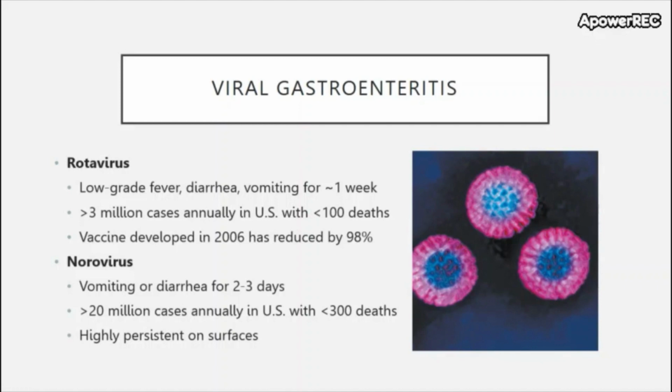The next one is norovirus, which can lead to vomiting or diarrhea for 2 to 3 days. It affects over 20 million annually in the US with less than 300 deaths, and it's highly persistent on surfaces. These two viruses cause 90% of viral gastroenteritis. And to the right is an image of the rotavirus.